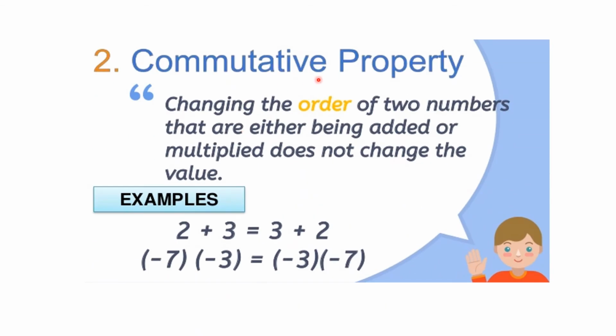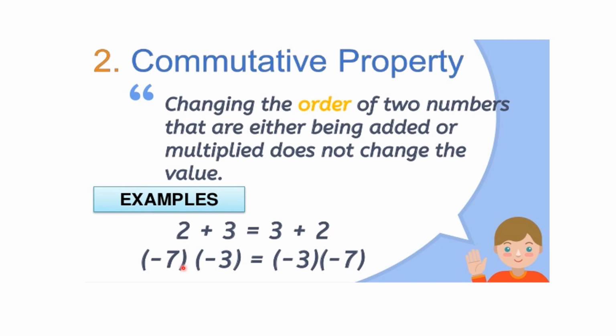Next one is commutative property. Changing the order of two numbers that are either being added or multiplied does not change the value. This is called commutative property. Example, 2 plus 3 can also be written as 3 plus 2. That is what you are saying, changing the order of two numbers. Even if you change the order, we are getting back the same answer. 2 plus 3 is 5. 3 plus 2 is also equal to 5.